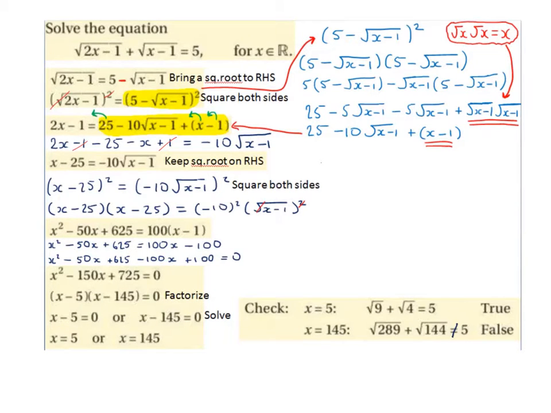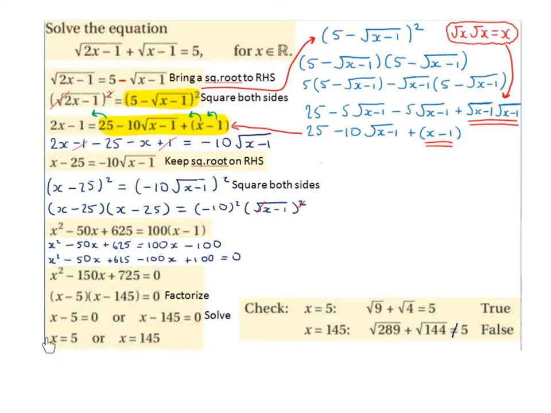Next, we're going to factorize. So we're going to have x minus 5 multiplied by x minus 145. And then we're going to solve. So we're going to say x minus 5 is equal to 0, so x is 5. And x minus 145 is equal to 0, so x is 145. Instead of factorizing, we could have used the quadratic formula or the minus b formula, letting 1 be a, minus 150 be b, and 725 be c.